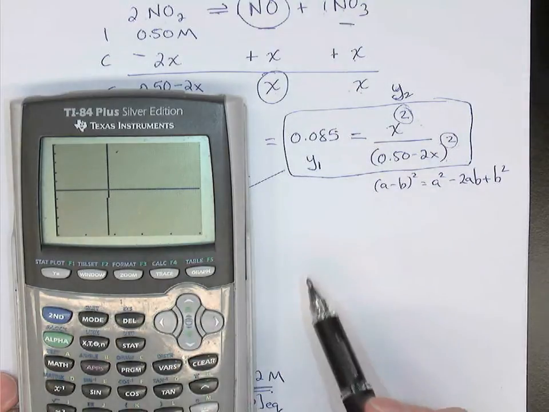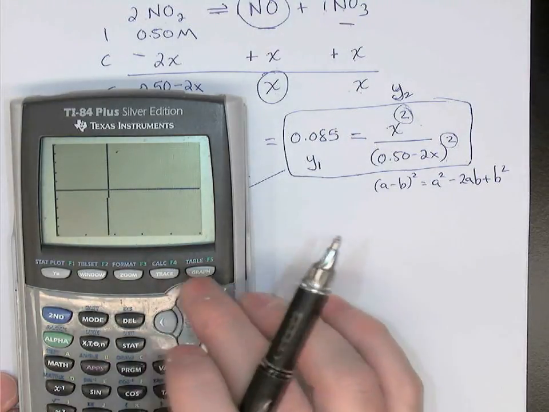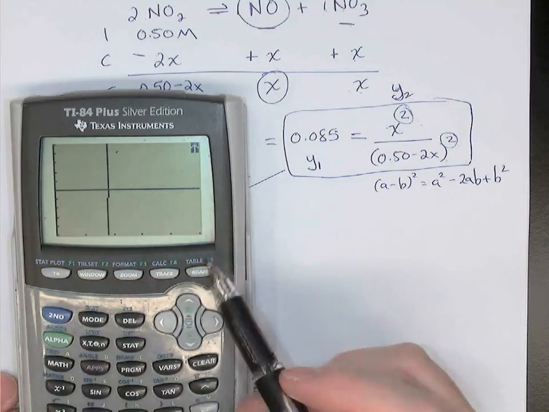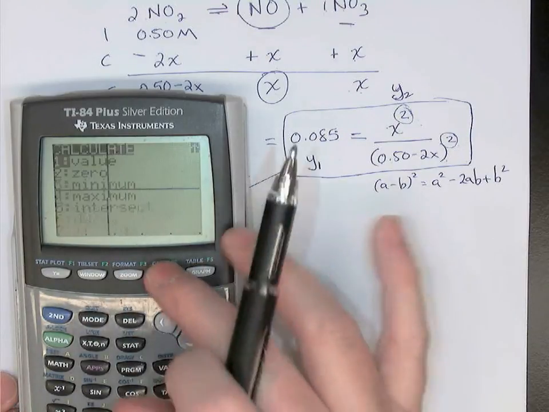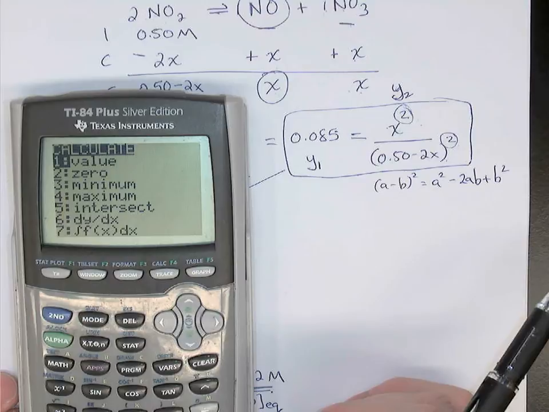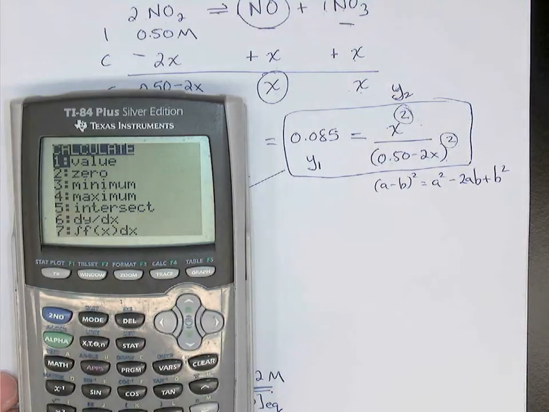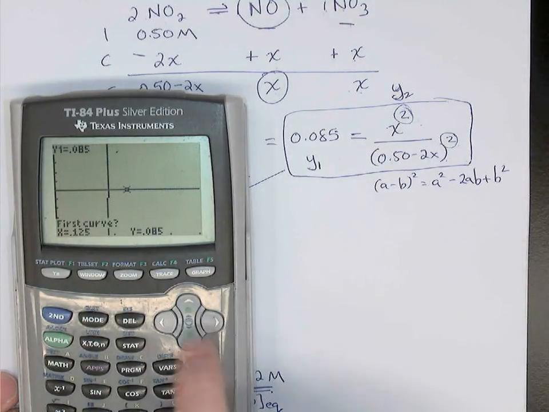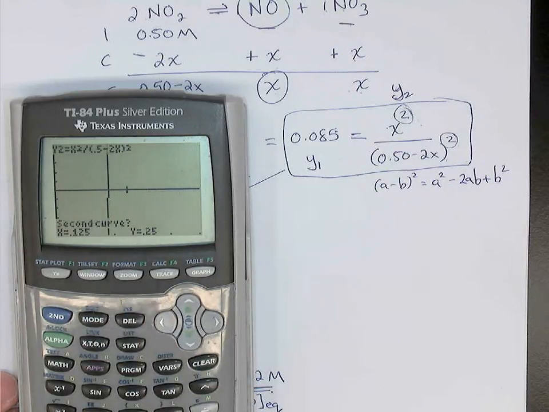So what I'm going to do now is second function calc, right above the trace button, and I want to calculate the point of intersection, number 5. It says, are you on the first curve? I'll just press the yes button, yes I am. Are you on the second curve? And it shows me at the top the equation, yes I am. I'll press enter, and so give me a guess.